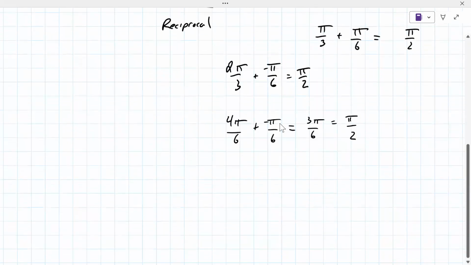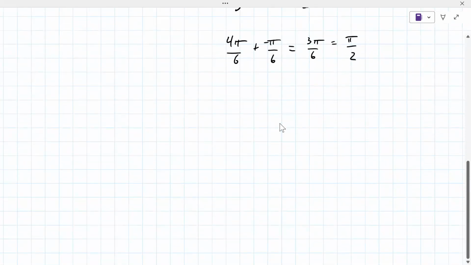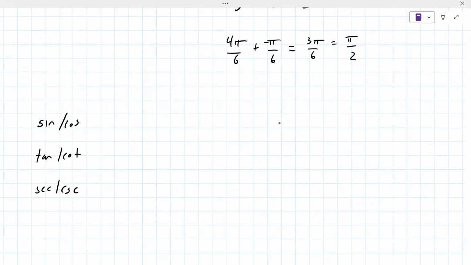So the cofunctions: sine goes with cosine, tangent goes with cotangent, secant goes with cosecant. And you could have positives or negatives. You could say the sine of 120 degrees equals the cosine of minus 30 degrees. That's okay.